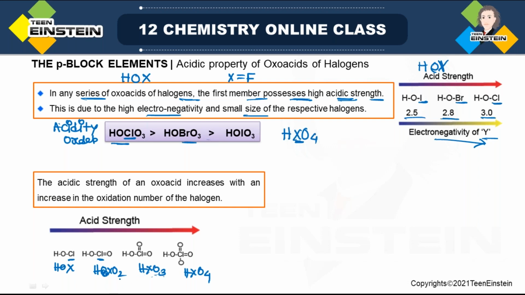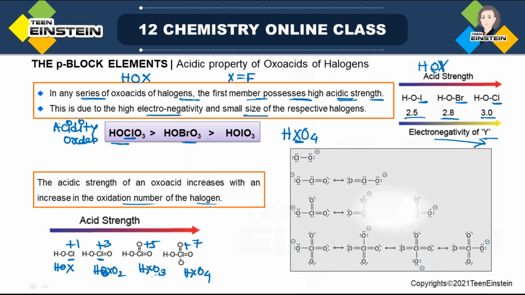And why is it so? Because oxidation state is increased from +1, +3, +5, +7. Increase in oxidation number of the halogen. And here we also have another explanation, that is as oxidation state is increasing, so acidic strength is increasing. That is one explanation. Another explanation is also there.